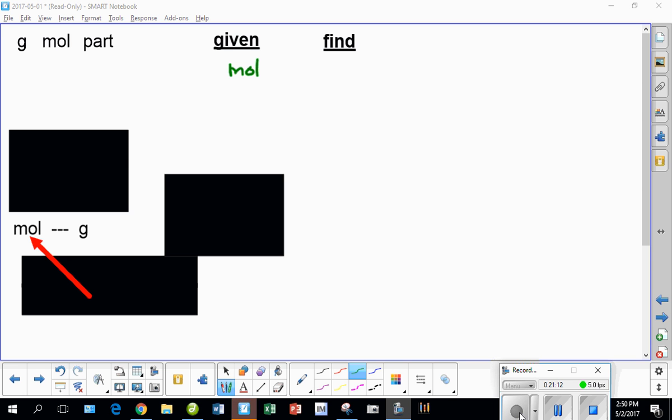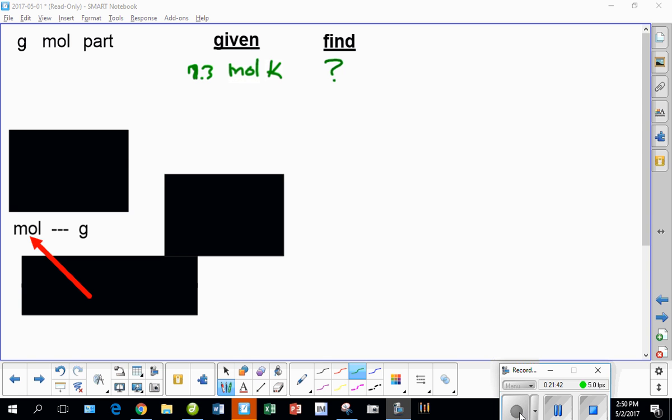And let's call this 7.3 moles. 7.3 moles of, name an atom. Your choice. Potassium. Okay, potassium. And what are we supposed to find? How many grams? Grams. Excellent.